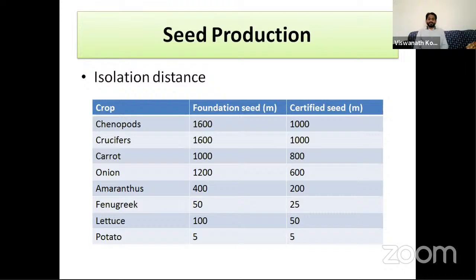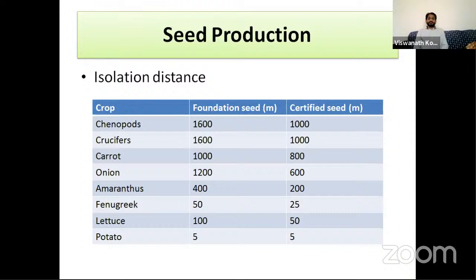This isolation distance depends upon the mode of pollination. In the case of spinach and beetroot, the pollination is done by wind. The wind can travel long distances, so we have to maintain a long isolation distance. The highest isolation distance in spinach is 1600 meters for foundation seed and 1000 meters for certified seed. You can see 1600 and 1000 here.